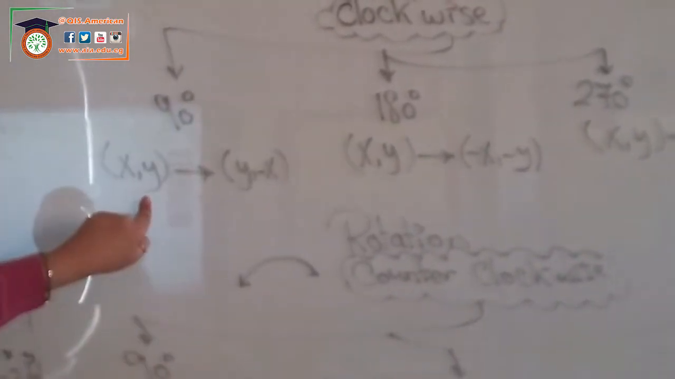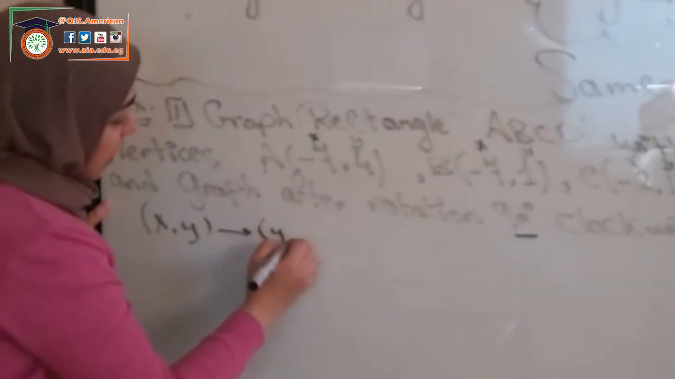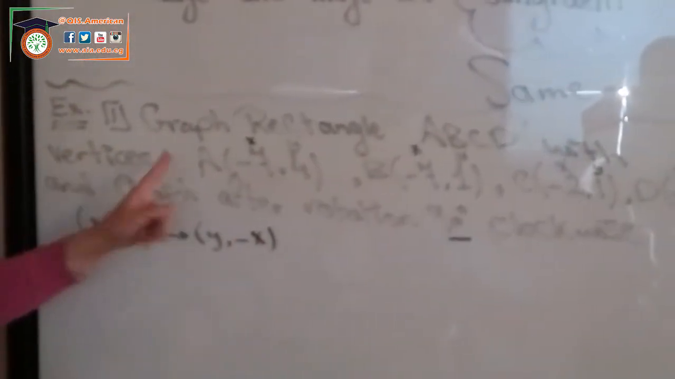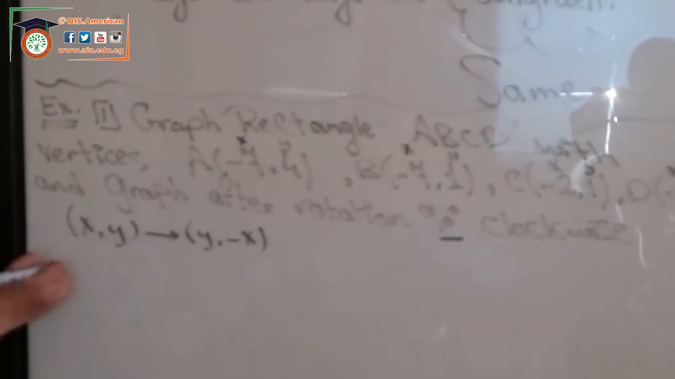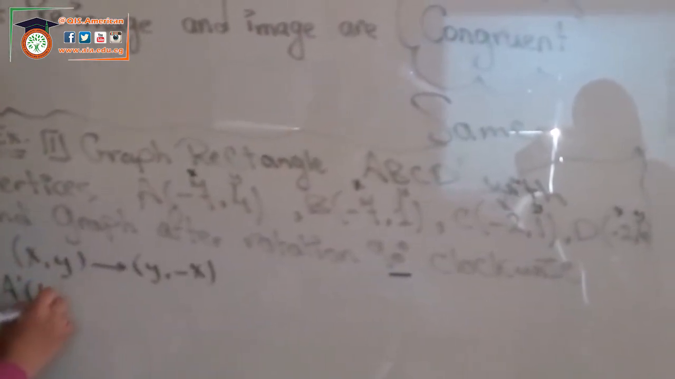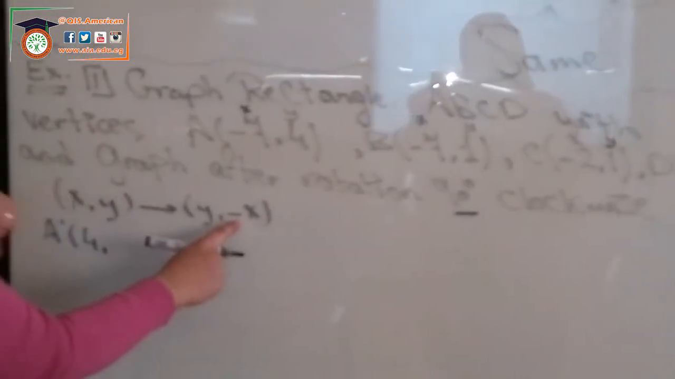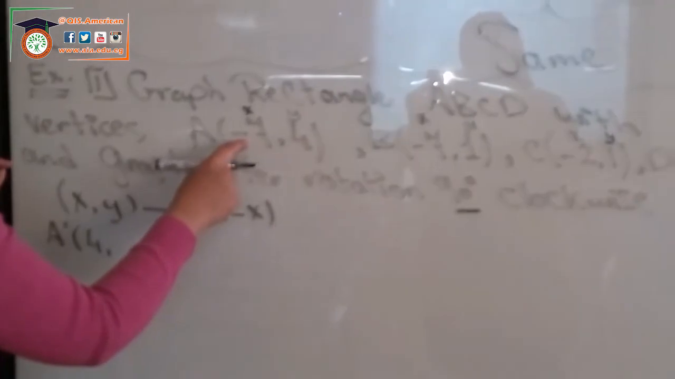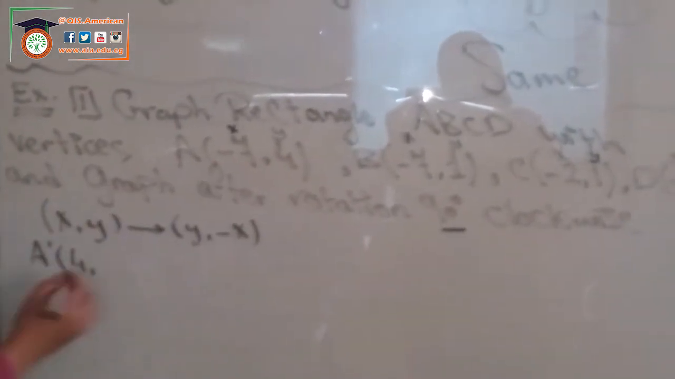So I'm going to go back to my rule for 90 degrees clockwise. So x and y, change the places and change the sign of x. First I have to write my rule, which is x and y, going to be y and negative x. Okay, so let's start with the first point, A dash. Change the places, so y became first, so 4, and x, change the sign. Negative 7, if I multiply negative 7 by negative 1, it's going to be positive 7. Or just change the sign.